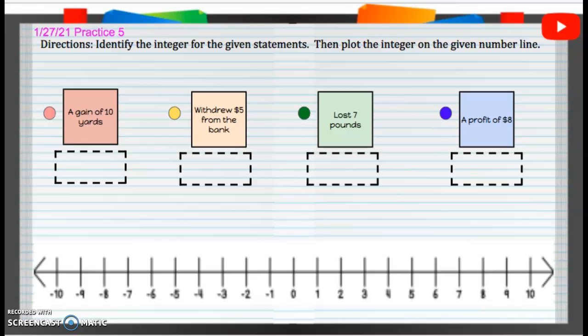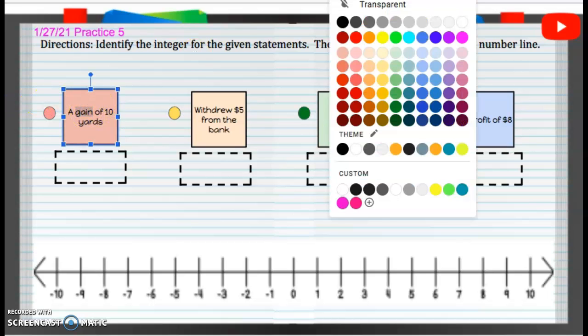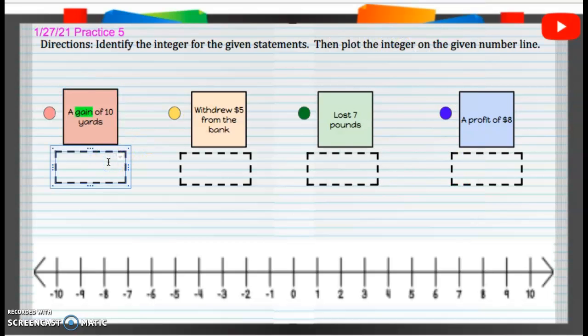So a gain of 10 yards. Remember, our gain means that we are going up, so it's going to be a positive. So if you gain 10 yards, it's going to be a positive 10. So we can plot that positive 10 on the number line where there is a 10 in the positive.